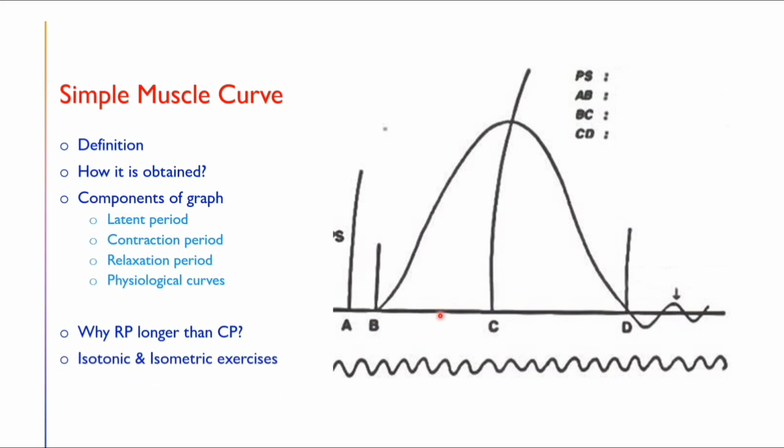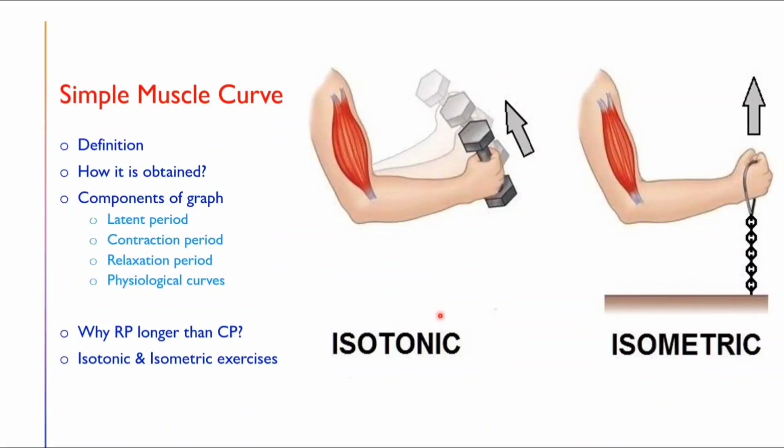The next question that is commonly asked is about isotonic and isometric exercises. These are the graphs of isotonic and isometric contractions. First of all, let us understand what isotonic is. Iso means same, tonic means tension. So in this kind of exercise, the tension inside the muscle remains the same. Isometric: iso means same, metric means length. So in this kind of exercise, the length of the muscle remains the same.